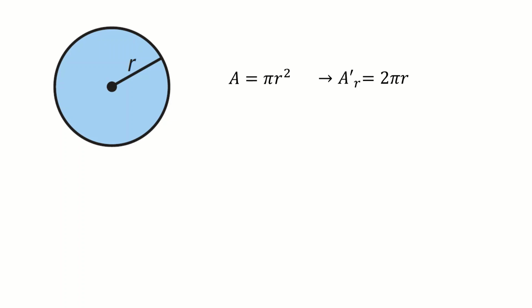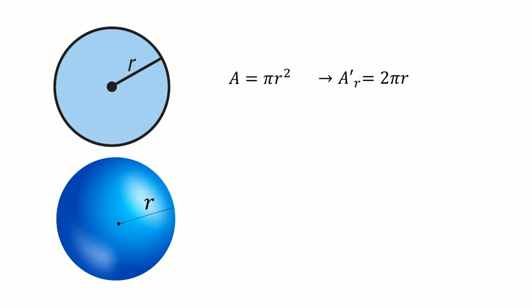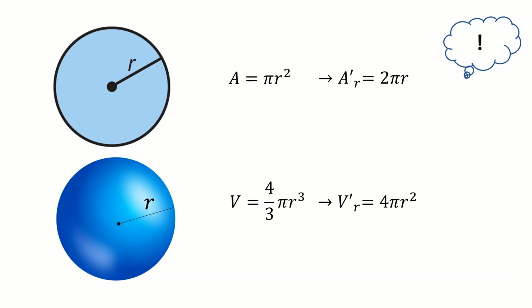And 2 pi r is the perimeter of the circle. If you consider a sphere with radius r, volume of the sphere is 4/3 pi r cubed, and if you take the derivative with respect to r, you get 4 pi r squared, which is the surface area of the sphere. What is happening here? Let's investigate to see if it happens for other shapes as well.